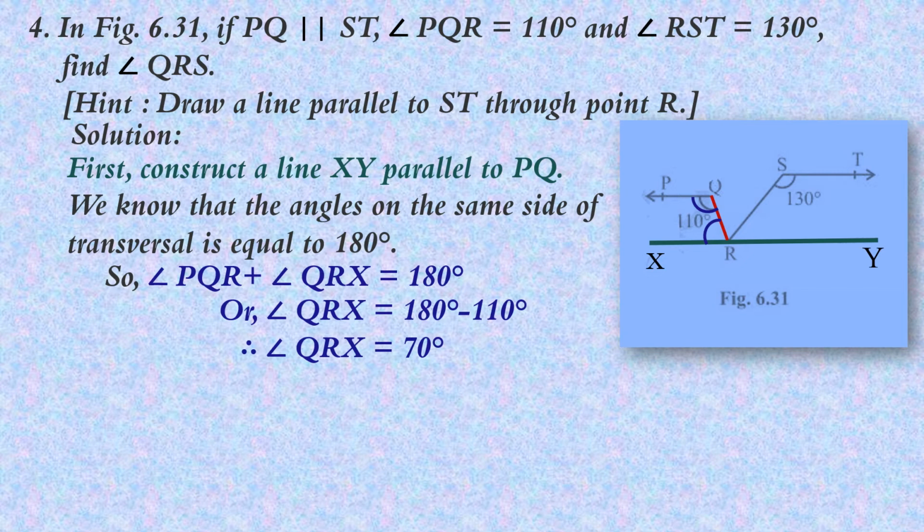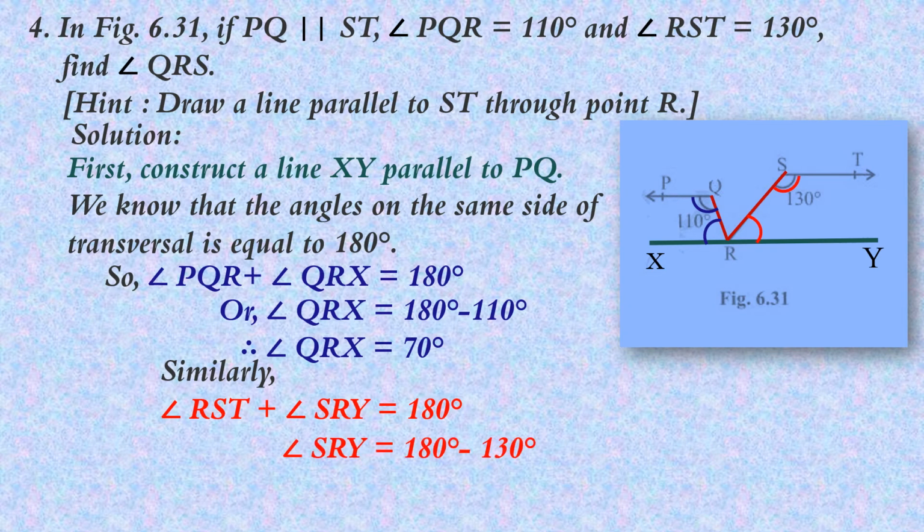Likewise, we take SR as the transversal. Now again we use the same postulate. We get RST plus SRY is equal to 180 degrees. So 180 minus 130 will give the angle SRY, which is equal to 50 degrees.